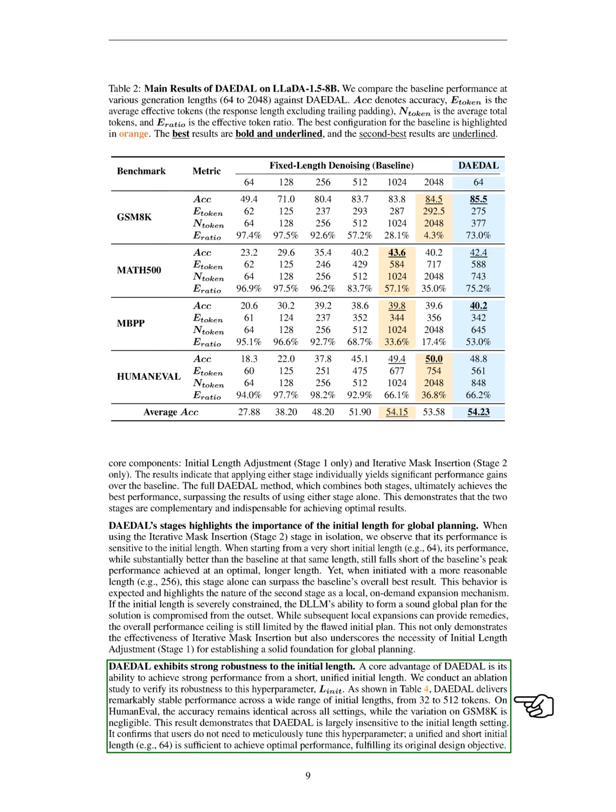DAEDAL shows strong robustness to the initial length. We verified this through an ablation study on the initial length parameter. Our results indicate that DAEDAL performs consistently well across various initial lengths, from 32 to 512 tokens. On the HumanEval task, accuracy remained the same across all settings, and variations on GSM-8K were minimal. This suggests that users do not need to fine-tune this parameter extensively. A short, unified initial length, like 64, is adequate for optimal performance.